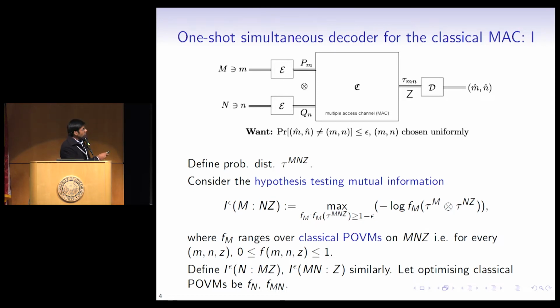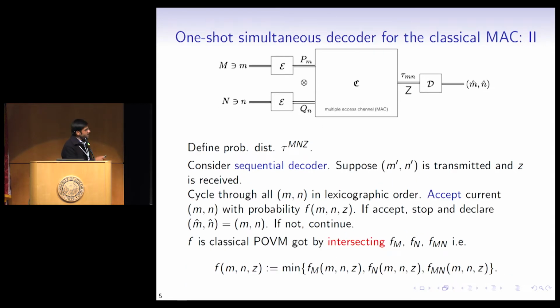So just to recall, I want to find a maximizing f such that fm on tau m and z is at least 1 minus epsilon, and fm is such that the hypothesis testing mutual information is equal to negative log of fm on the negative hypothesis. Similarly, we have the hypothesis testing functions or classical POVMs fn and fmn corresponding to the mutual information between nmz and mnz respectively.